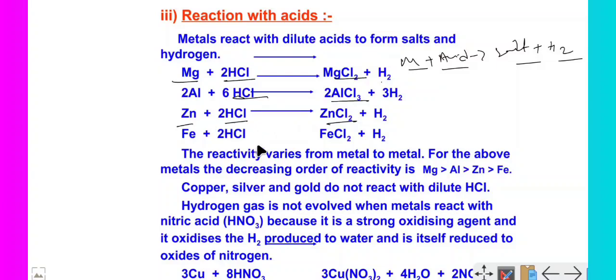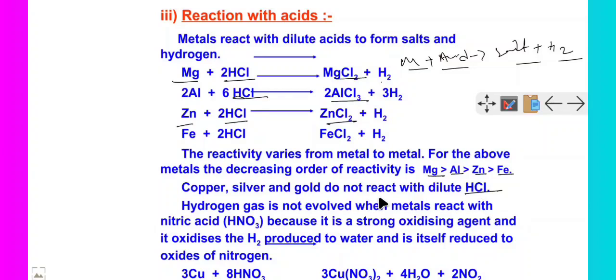One important point to note is that reactivity varies from metal to metal. In decreasing order of reactivity, magnesium is more reactive than aluminum, aluminum is more reactive than zinc, and zinc is more reactive than iron. You know the metal reactivity series, you can discuss that in your class. Copper, silver and gold do not react with dilute HCl. They can react with concentrated HCl.